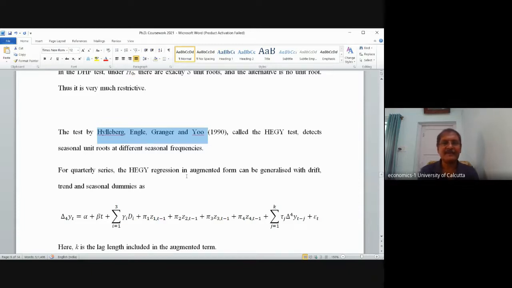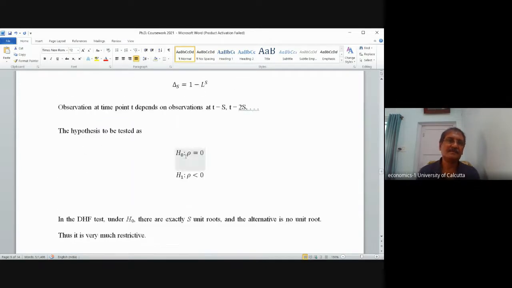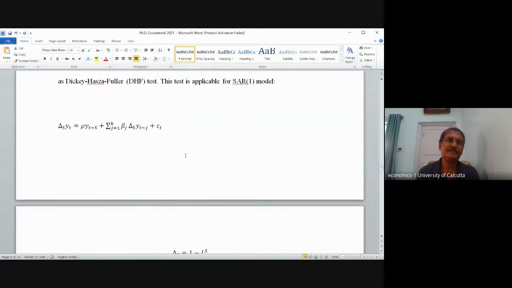The basic advantage of this test is it can capture unit roots at different seasonal frequencies, which was not possible in the earlier test, that is the DHF test, Dickey, Hasza, Fuller.